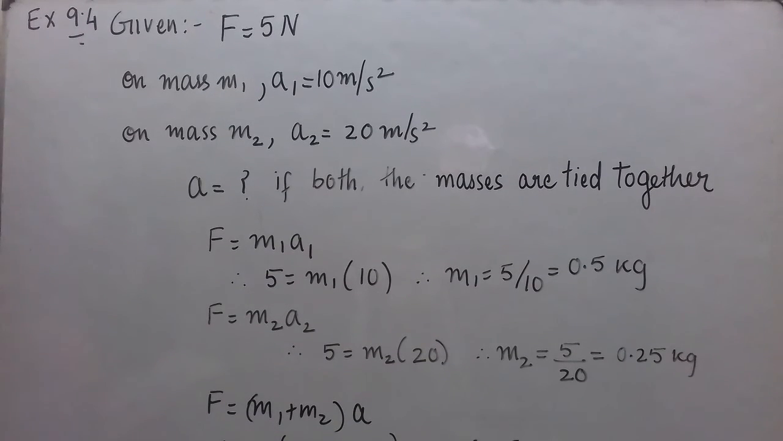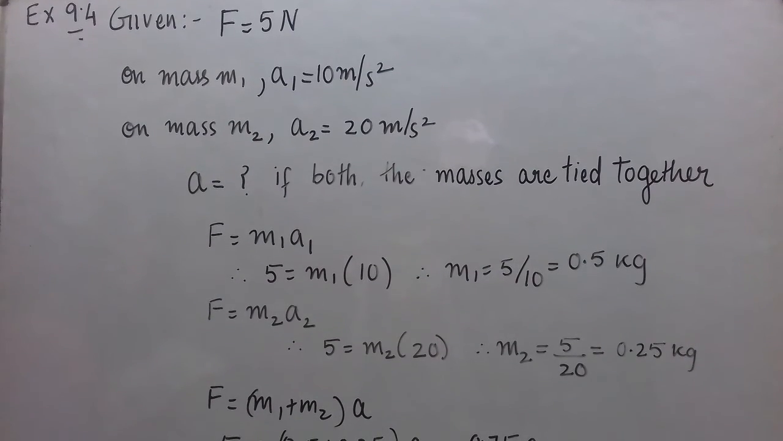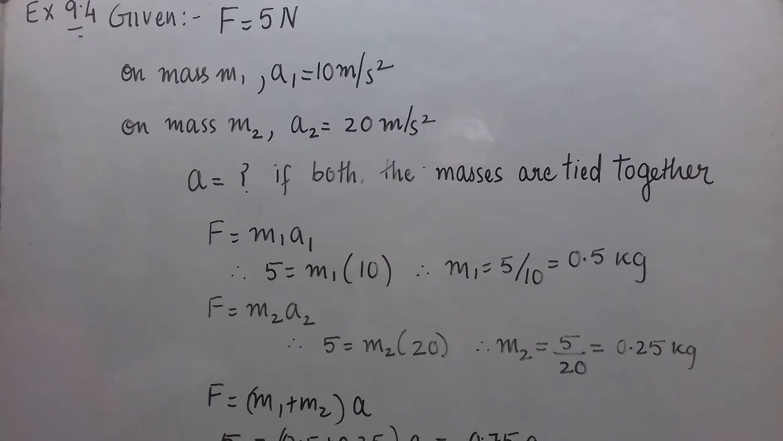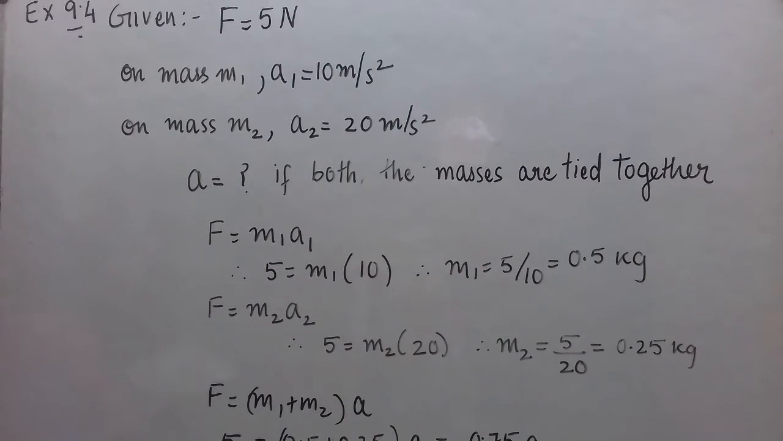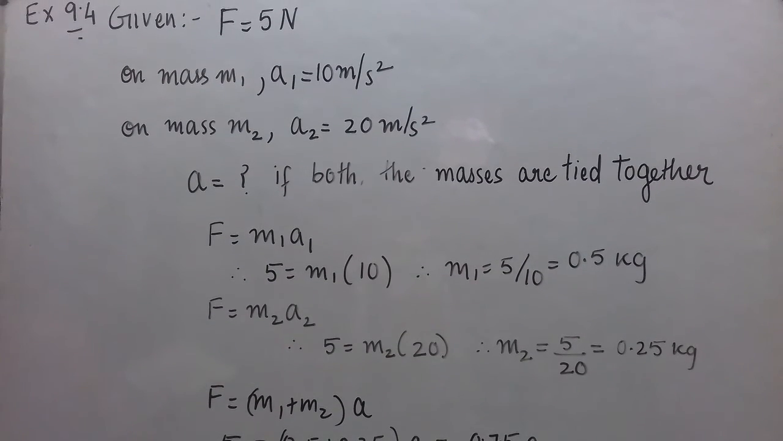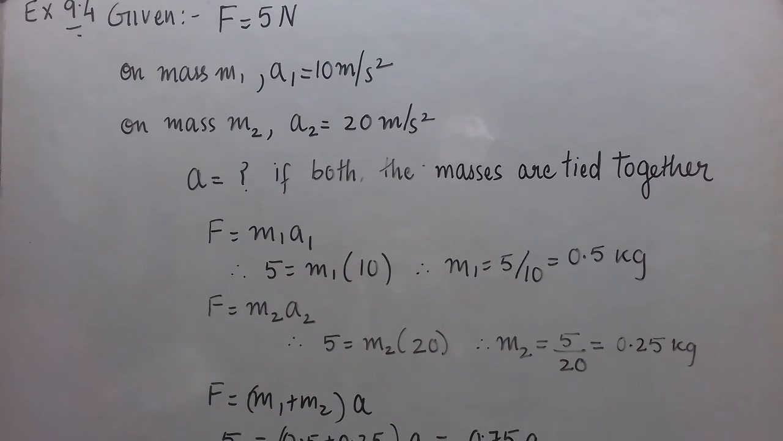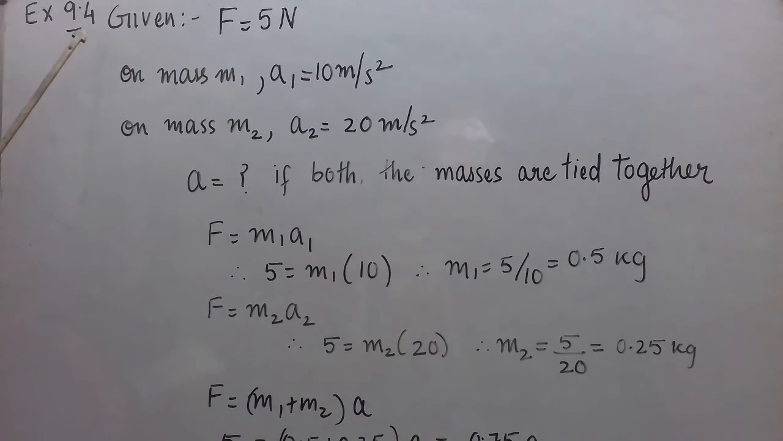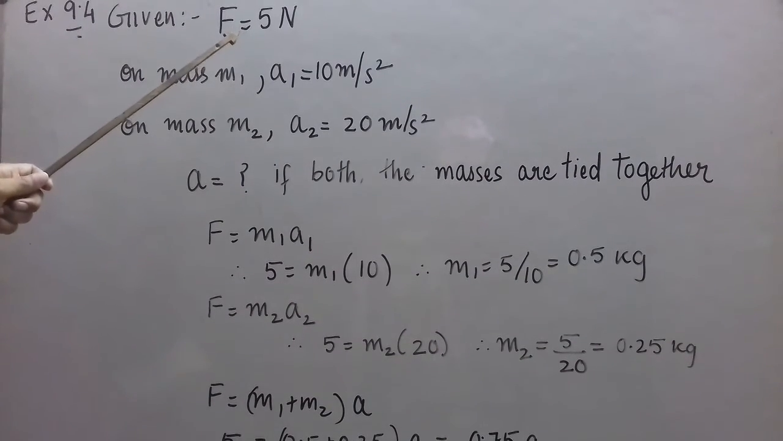Now let us read example 9.4. A force of 5 Newton gives a mass m1 an acceleration of 10 meter per second square, and a mass m2 an acceleration of 20 meter per second square. What acceleration would it give if both the masses were tied together? So let us write what is given. A force of 5 Newton, so F is 5 Newton.